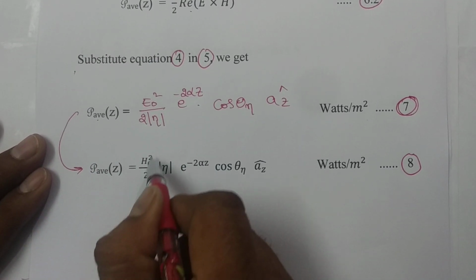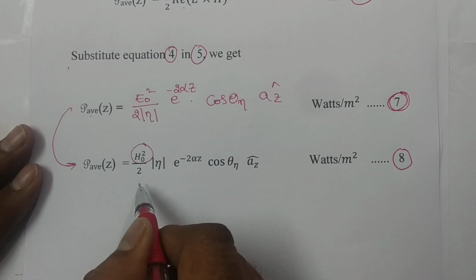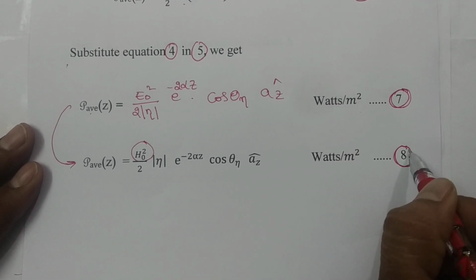The time average Poynting vector in terms of the magnitude of the magnetic field is given by equation number 8.